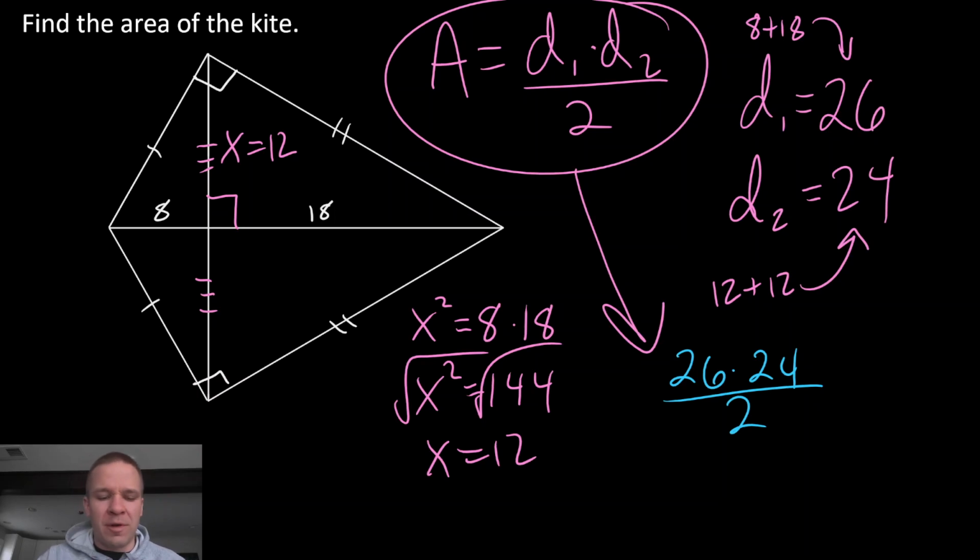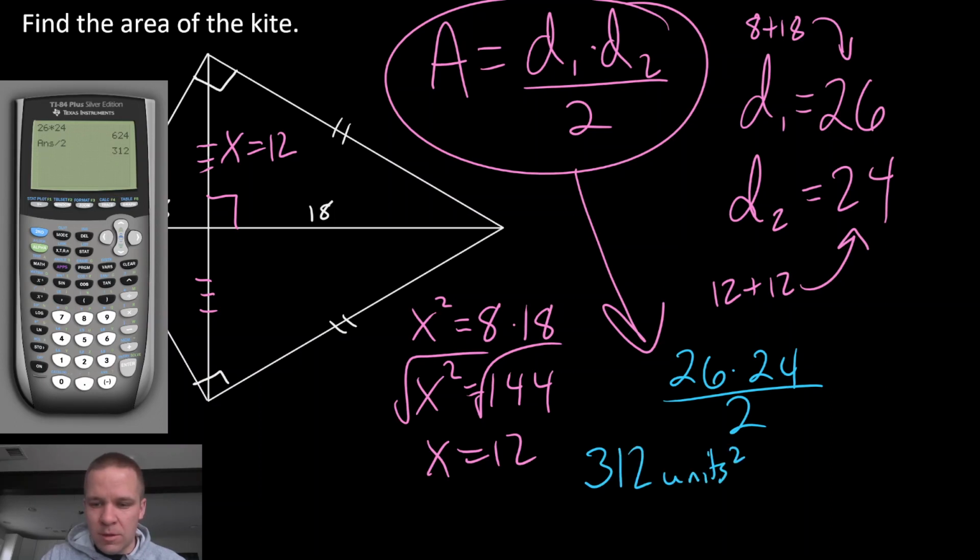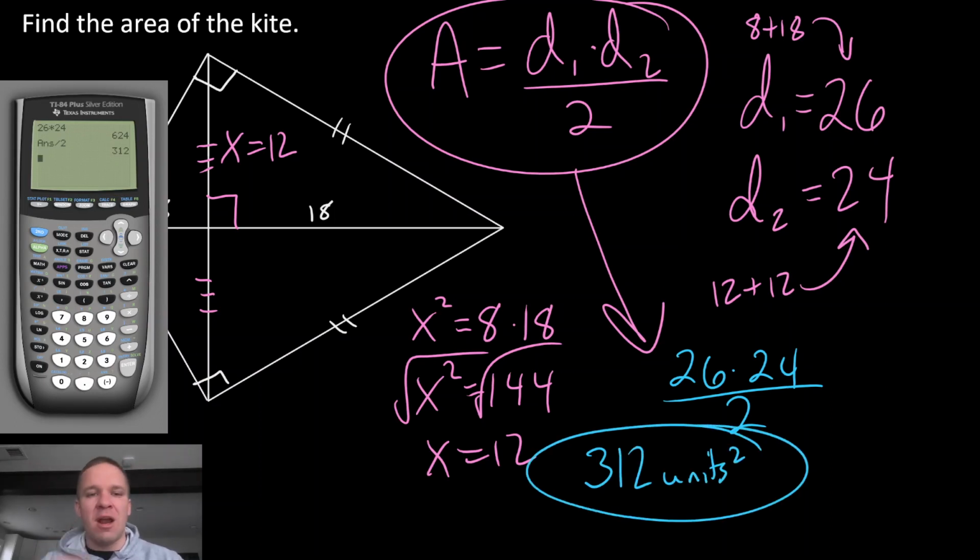I think we're going to plug that one into our calculator. So if I plug those in, let's see here, I got to turn it on. You know, it saves battery automatically, right? Okay, so we've got 26 multiplied by 24, and then I'm going to divide that all by 2. I'll hit enter, and then I'll divide by 2. Bada boom, bada bing. 312, and I don't believe we have any units here, so just 312 units squared. That is my final answer for the area of this kite.